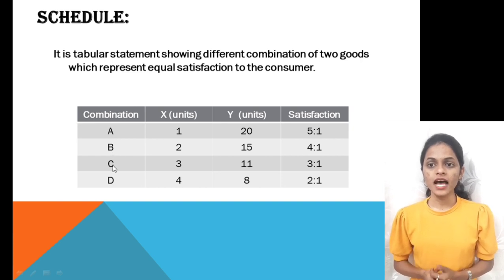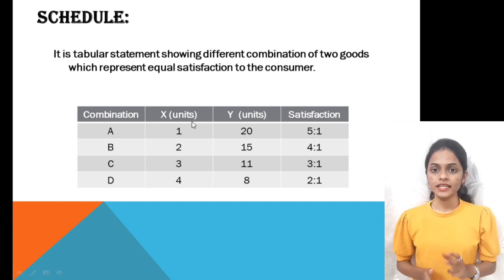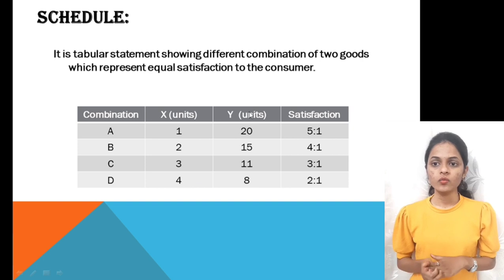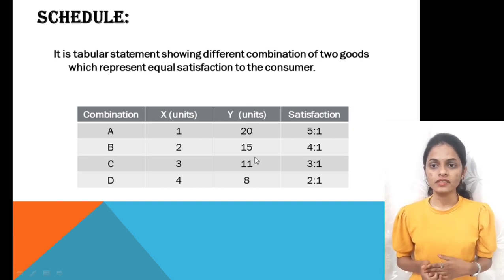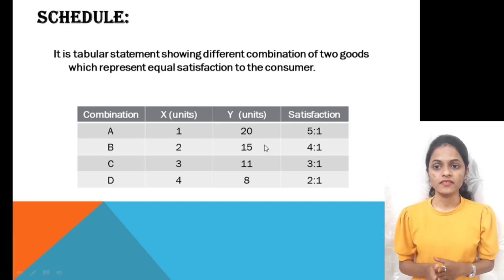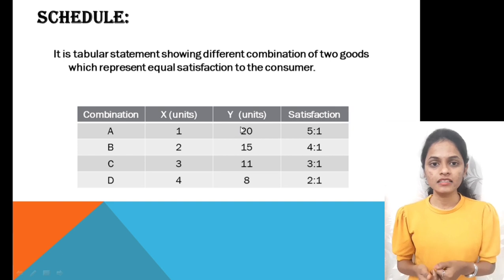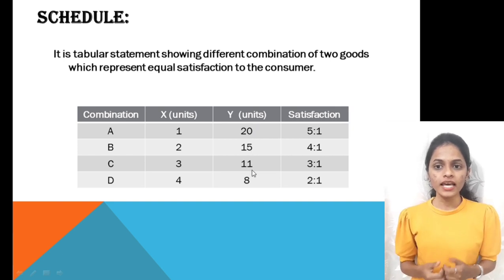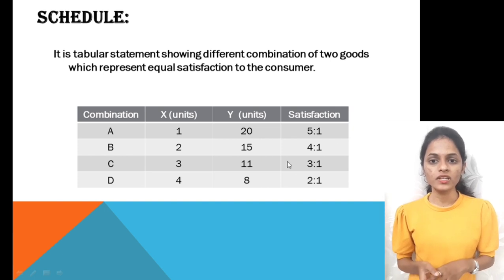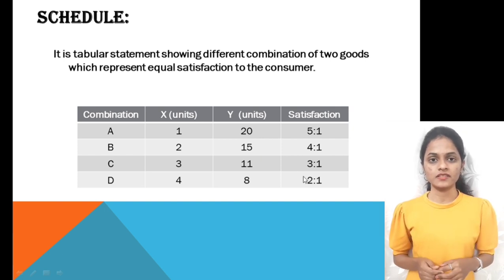So, combinations are A, B, C, D. And X units are 1, 2, 3, 4 and Y units are 20, 15, 11 and 8 and satisfaction level are same. So we can see here, as we increase the consumption of X units, we are reducing the consumption of Y units. So we can understand the combinations give the same satisfaction.